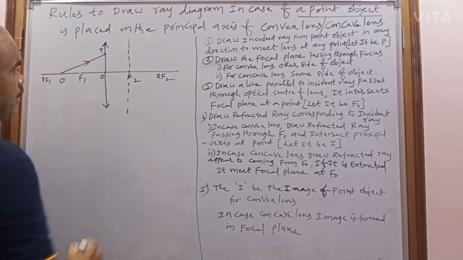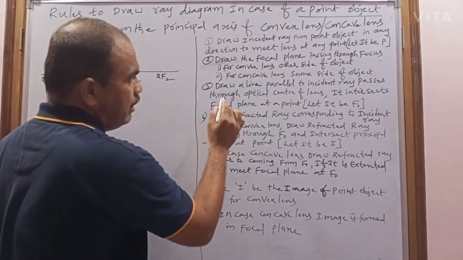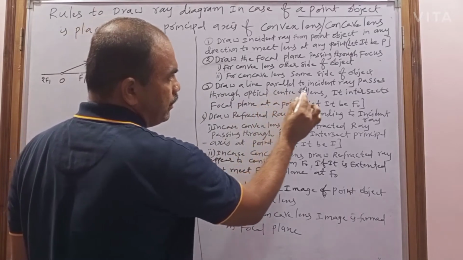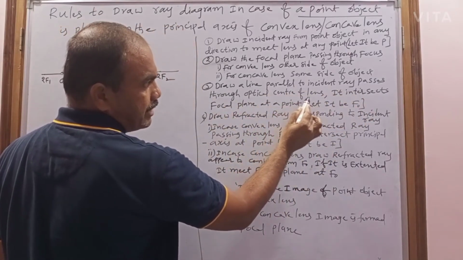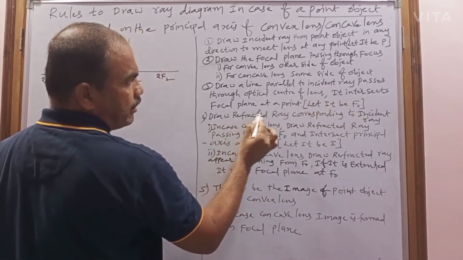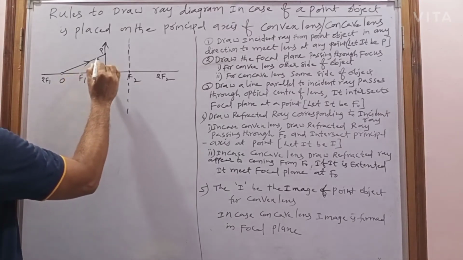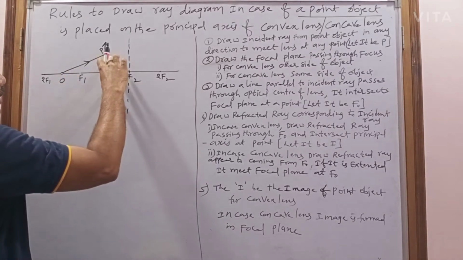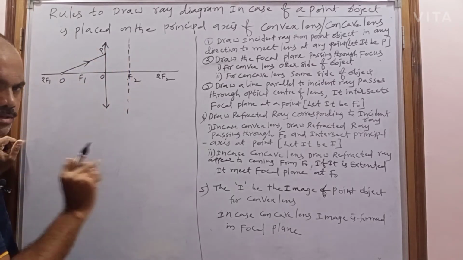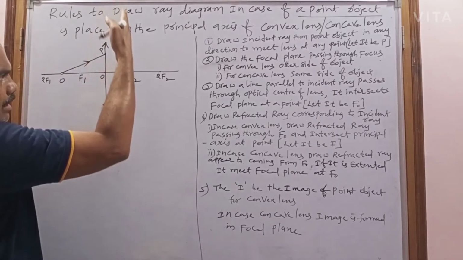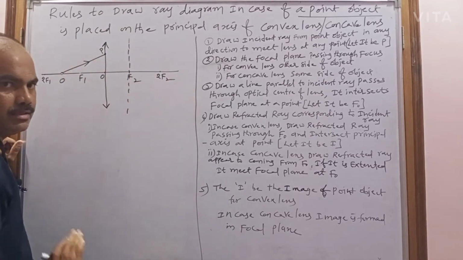After that, draw a line parallel to the incident ray. What is the third rule? Draw a line parallel to the incident ray that passes through the optical center of the lens, so that it intersects the focal plane at a point. So the first rule is to draw the incident ray in any direction so that it meets the lens at a point, which we consider P. The second rule is to draw the focal plane passing through the focus on the other side of the lens.